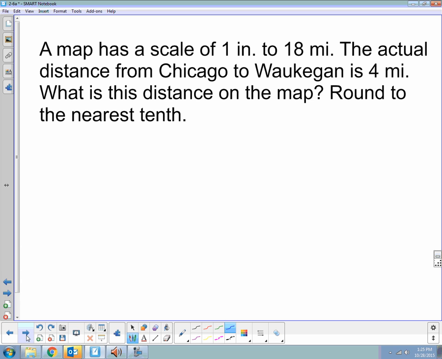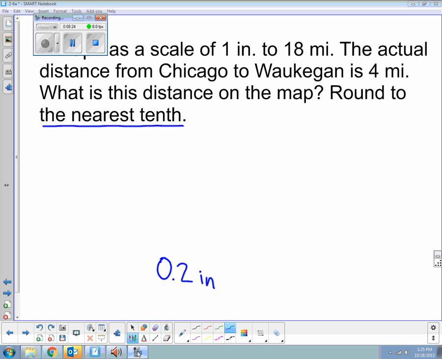I'm assuming you paused it. I'm assuming you tried it on your own. The correct answer for this one is that the distance on the map is going to be 0.2 inches. It does say round to the nearest tenth, and so 0.2 inches is how far it is on the map. If you didn't get that answer, watch the linked video so we know how to do it when we get to class. Okay? That's it? Oh, no, I apologize. There's one more thing.